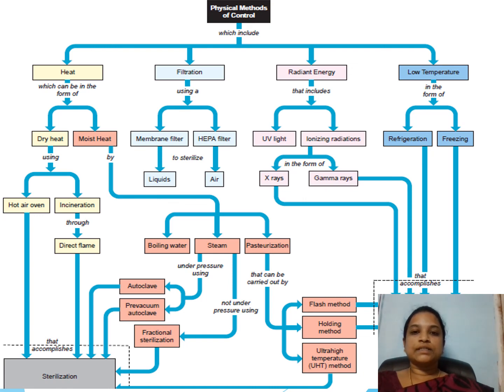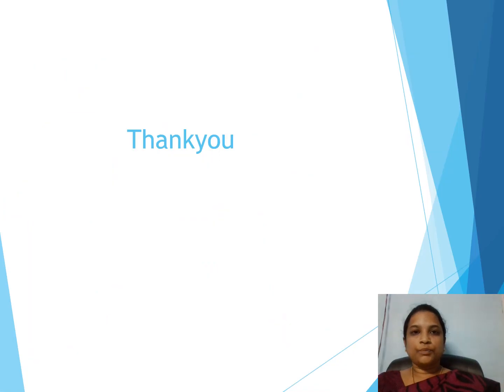The next category is radiant energy, which includes UV light and ionizing radiations. Ionizing radiations include X-rays and gamma rays, which lead to the death of the organisms. The last category is low temperature in the form of refrigeration and freezing.